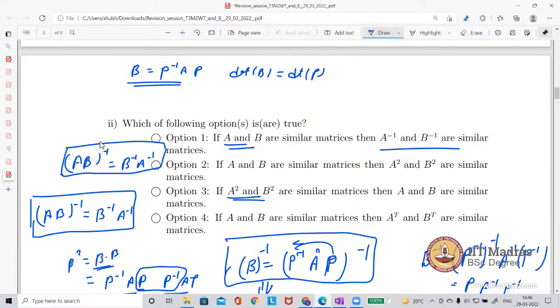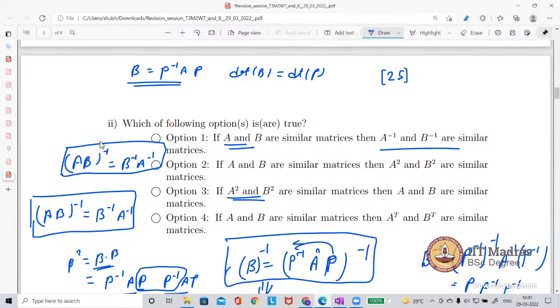So let's take a matrix of order 1 only. B square equals P inverse A square P. Let's say 25. I am taking a matrix 25. So can you put B square to P, because A square and B square are similar. Let's start off from that point.